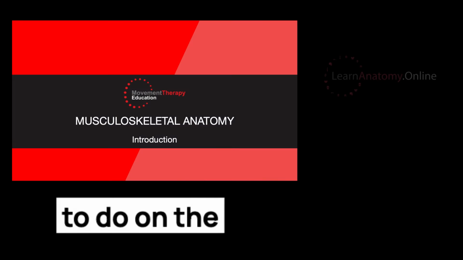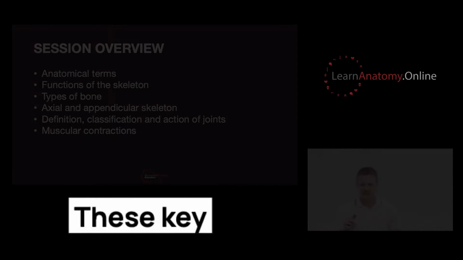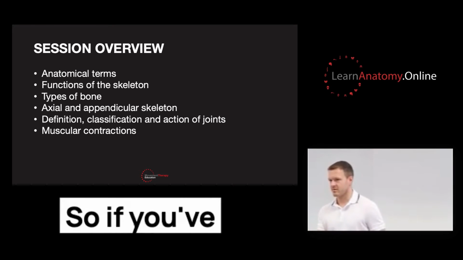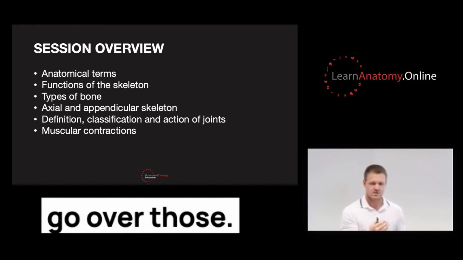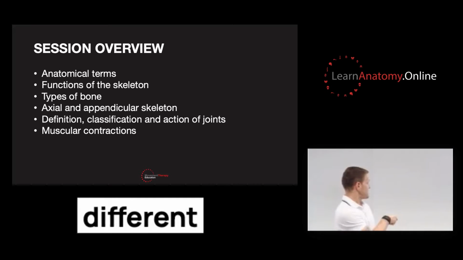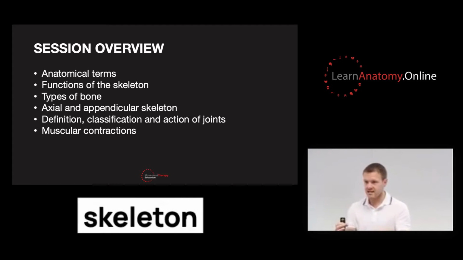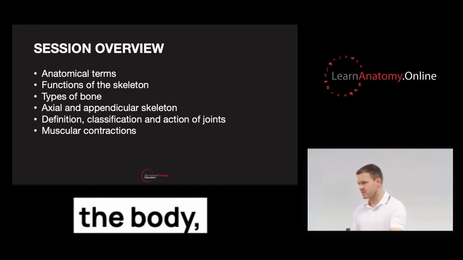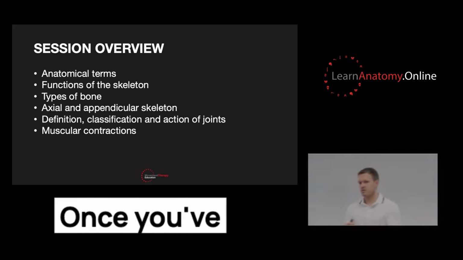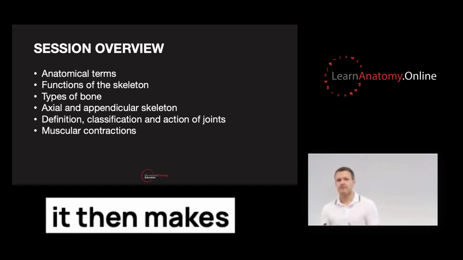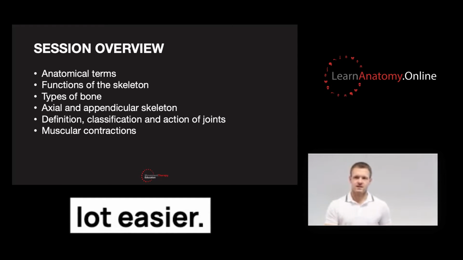This is what we're going to do on the first session. Introduction to the modules. These key things, anatomical terms. So if you've not heard those before, we're going to go over those. What the skeleton does, different types of bones, different parts of the skeleton, definitions of different parts of the body, different movements, that kind of thing. Once you've learned all those things, it then makes learning anatomy a lot easier.